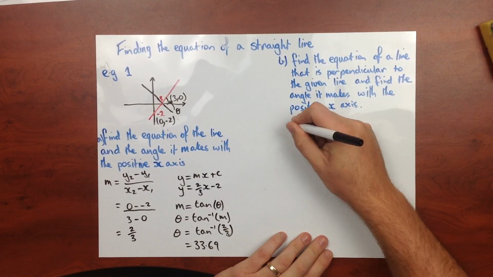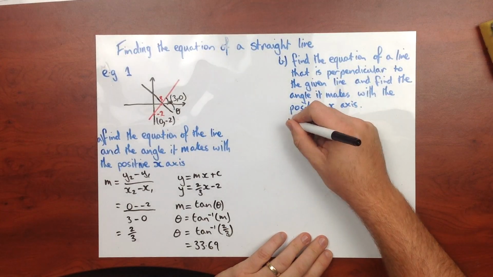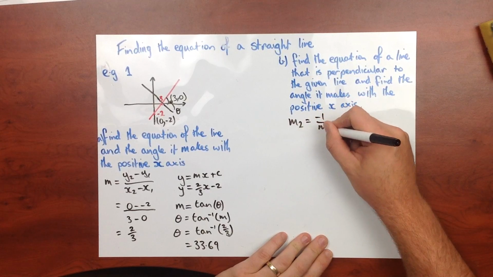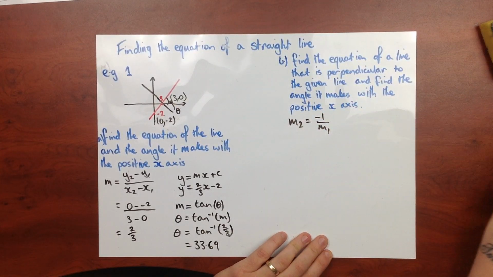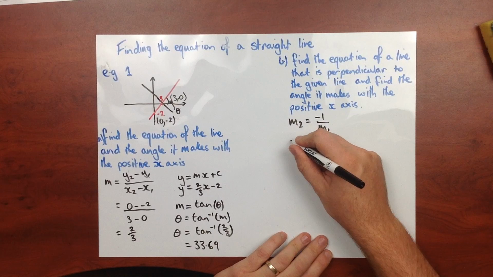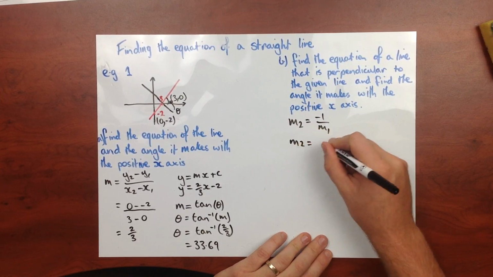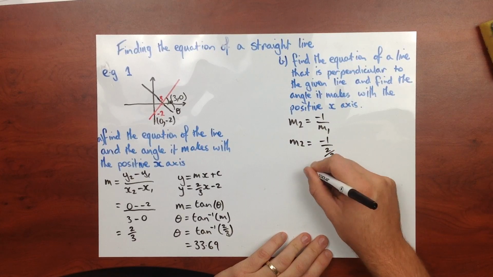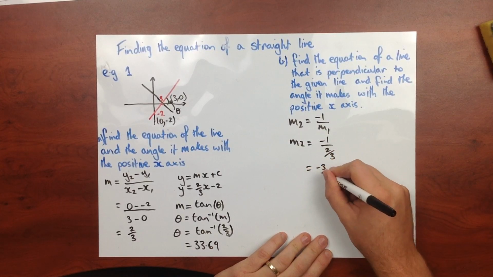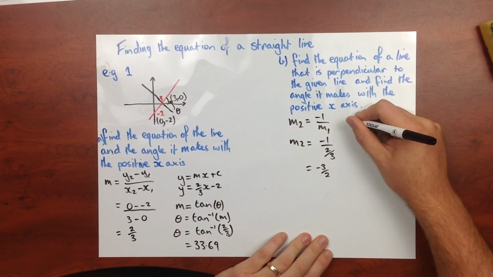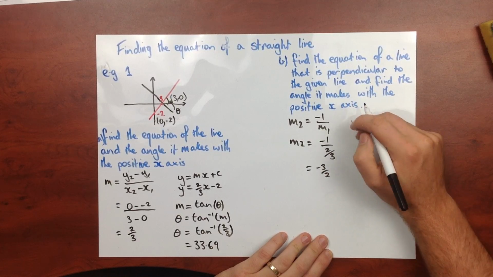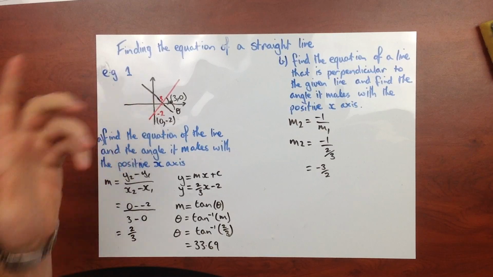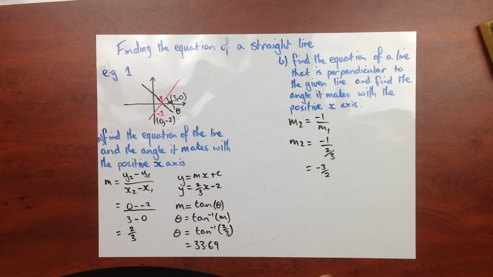So we need to remember now with our second line that's perpendicular, m2 equals -1 on m1. Really important one, so it makes this a lot easier. So m2 equals -1 on 2/3, which means we're going to get -3/2. The thing that we haven't worked out yet is what our y-intercept is. So we've got a little bit of work to do here.